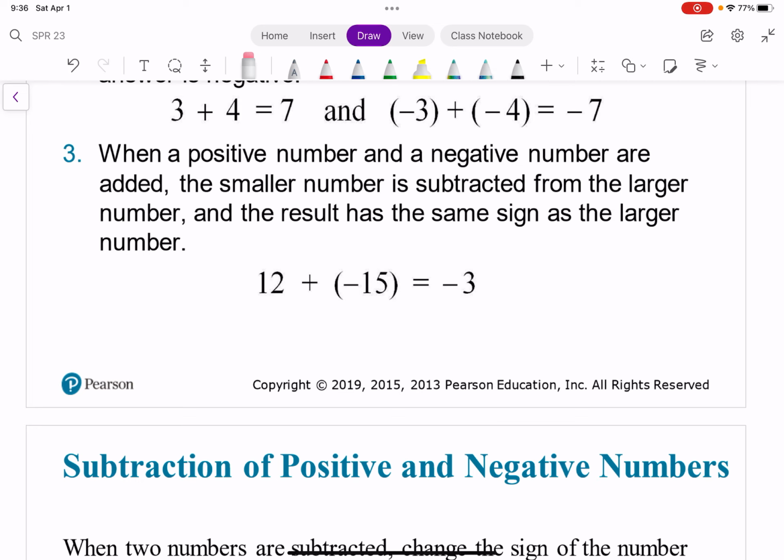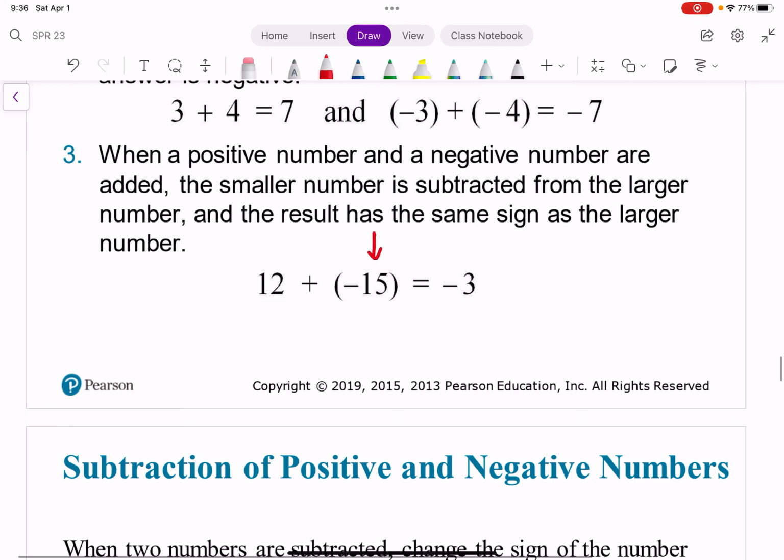Okay, so when a positive number and a negative number are added, the smaller number is subtracted from the larger number, and the result is the same sign as the larger number. This is a little bit weird, the way that they say that. But what you're doing is, I always look at my bigger number and say, okay, I'm subtracting my smaller number from my bigger number. That feels a little bit intuitive, right? So 15 minus 12 is 3.